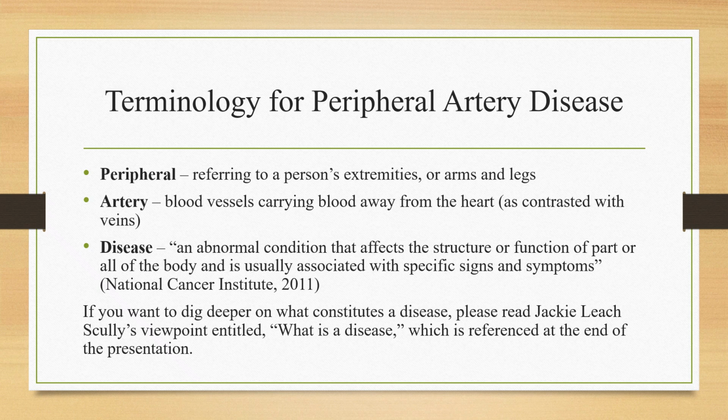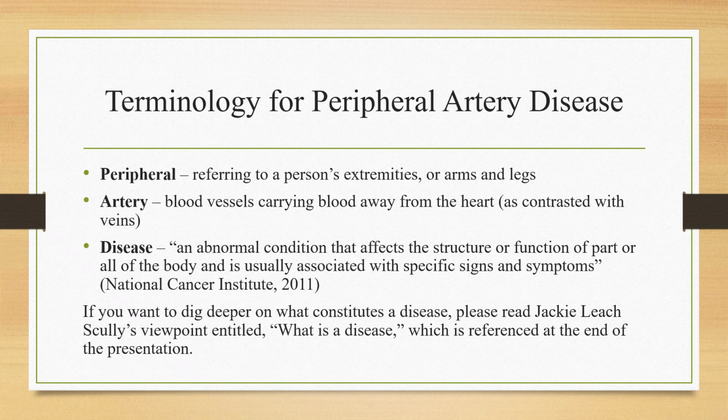As we have learned this semester, pausing to analyze the words used to describe a disease is extremely helpful. For that reason, consider that the word peripheral refers to someone's extremities or their arms and legs. The word artery is used to describe blood vessels that carry blood away from the heart, and the word disease refers to an abnormal condition that affects the structure or function of part or all of the body and is usually associated with specific signs and symptoms.